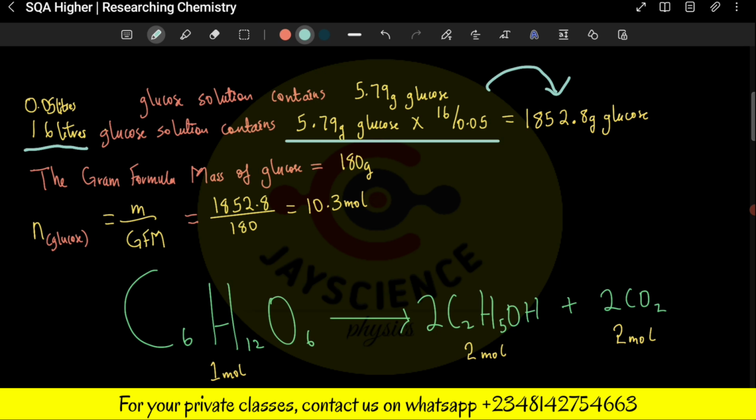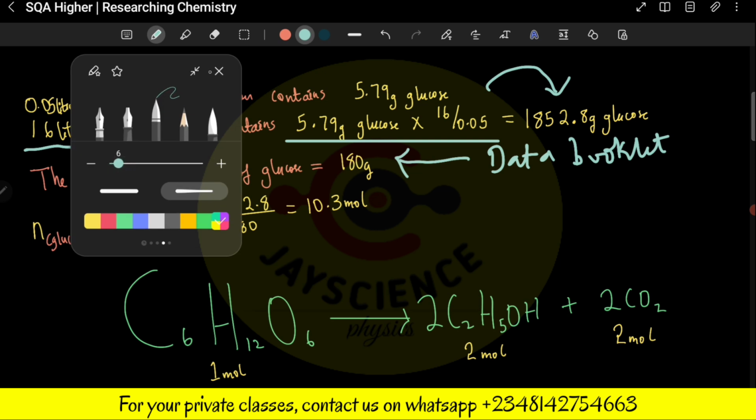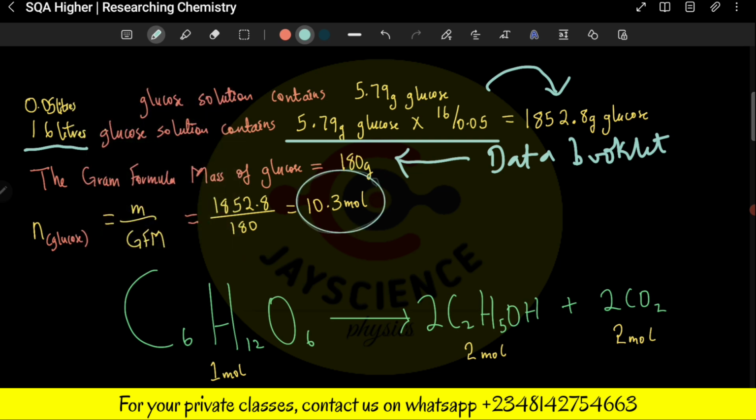We know that the GFM of glucose is 180 grams. You can get that in your data booklet, or you can just work it out. For the number of moles of glucose, we need to convert that mass to moles. We simply do mass over GFM. That is 1,852.8 over 180 grams. That gives us 10.3 moles. Working our way down, we write down the equation and balance the equation. Now from the equation, we can get some ratios, and that is 1 mole of glucose, C6H12O6, produces 2 moles of carbon dioxide gas.